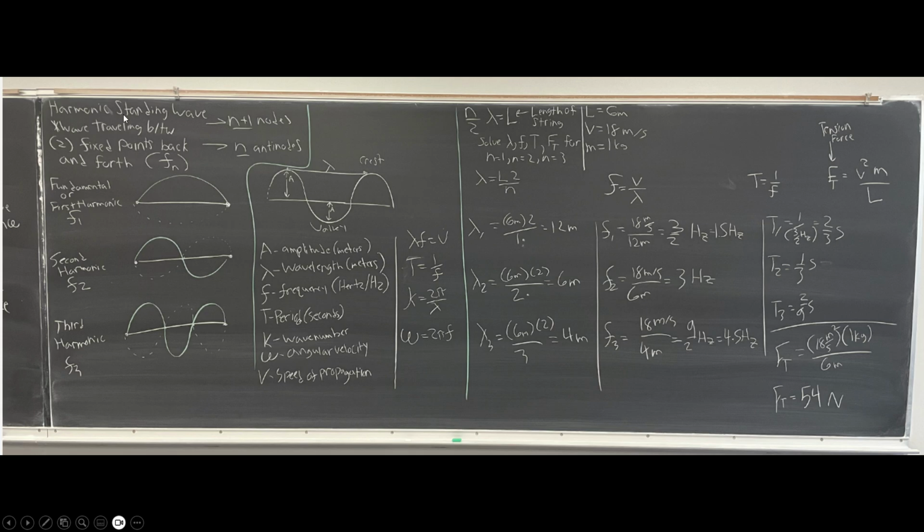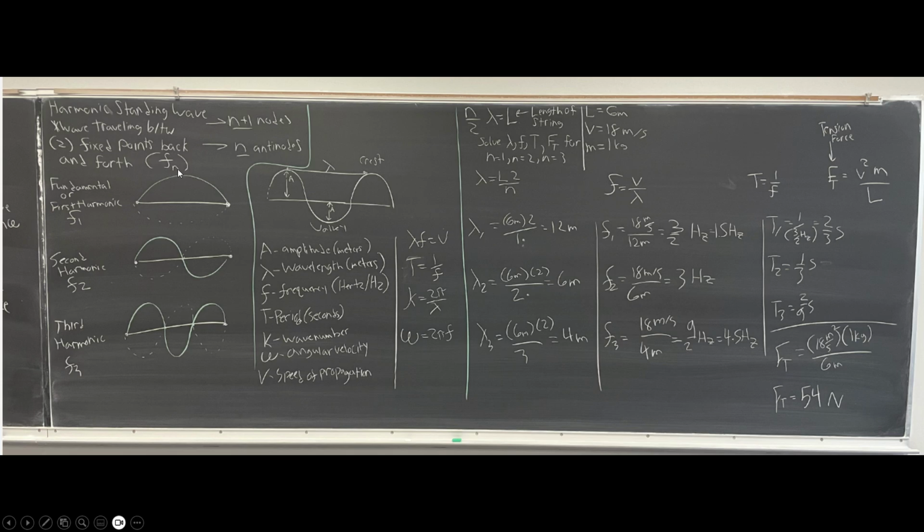Those points where the material looks like it's never moving as the wave is moving through it, that's called a node. And a harmonic wave has its harmonic number plus 1 number of nodes. Now, a harmonic standing wave will have the same number of antinodes as its harmonic number.